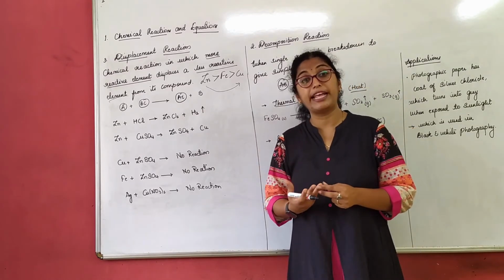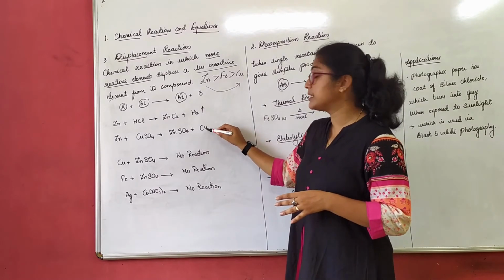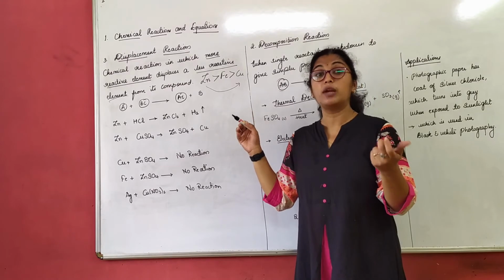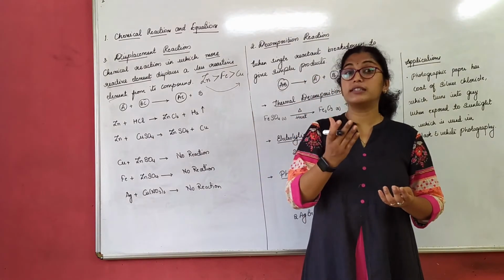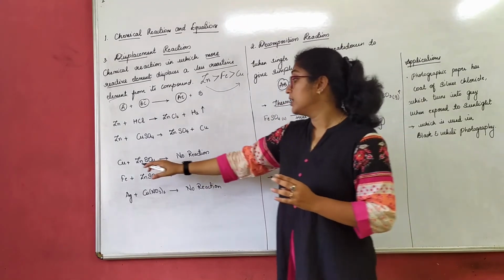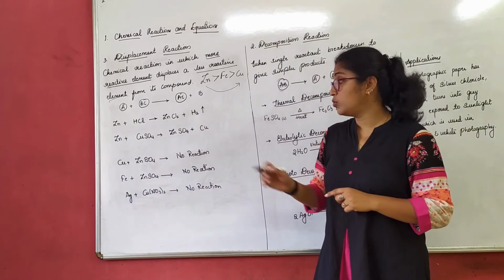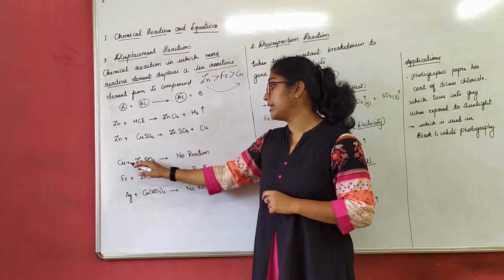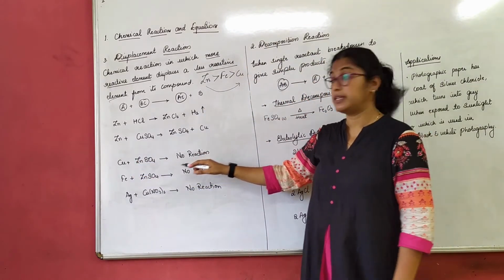Usually double displacement reactions are all precipitation reactions. But sometimes here what has happened is copper is deposited, which we can see. It will not precipitate, it gets deposited, right? Depositing is different from precipitation. Remember that one thing. Next, copper plus zinc sulfate. Do I get copper sulfate? No, because copper cannot replace zinc. That you should know. So no reaction takes place.